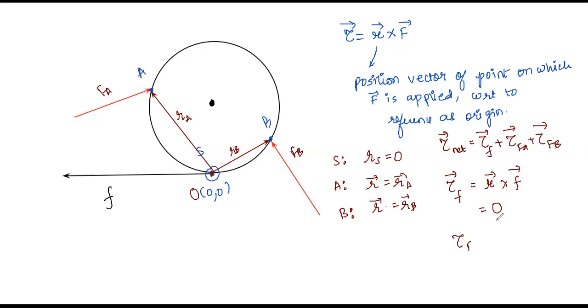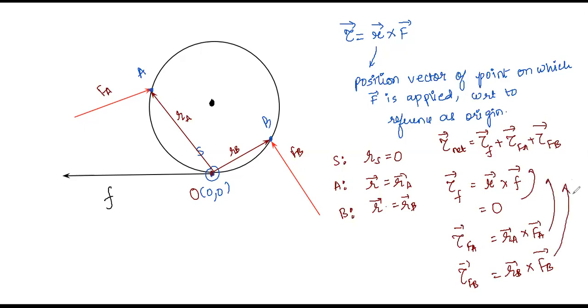Similarly, torque due to FA will be equal to RA cross FA. Similarly, torque due to FB, or second force, is equal to RB cross FB. Now you have different torques: torque due to friction, torque due to FA, torque due to FB. Now net will be, you will just be substituting each of these values in this equation. Am I clear, Atul? How do you calculate torque? Clear.